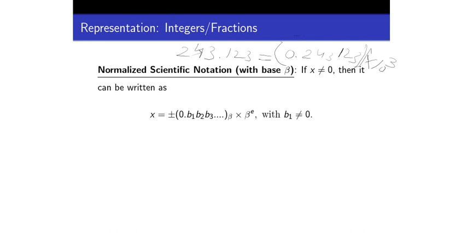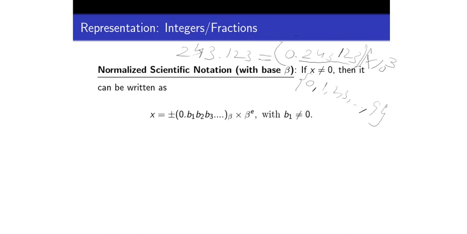10 to the power 3. Okay, so with this 10, and this e here is called the exponent, and this part is called the mantissa. And these bi's values, if you see these values here, all the values are lying between the set 0, 1, 2, 3, and so on up to 9.